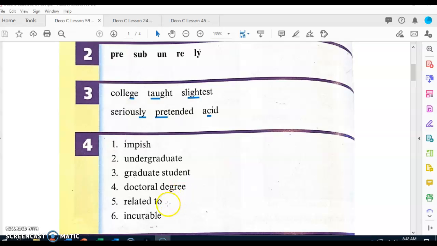Touch the words in line 5. What words? Related to. If it has to do with another thing, it is related to that thing. So the theory had to do with the universe. So the theory was related to the universe. Touch word 6. What word? Incurable. When something is incurable, it can't be cured.